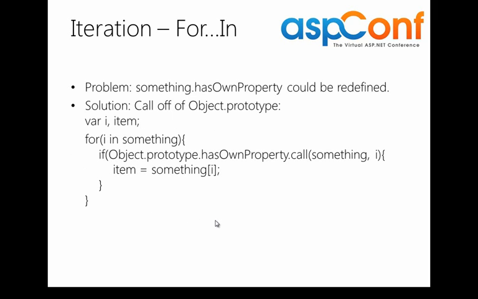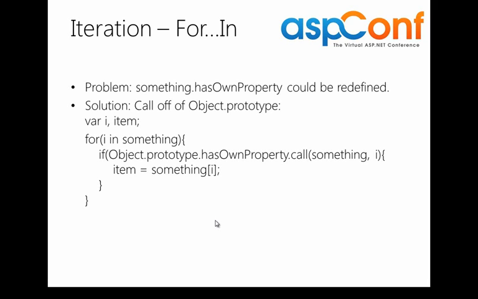Right. The problem is that some objects, for whatever reason, and this is more for library developers, or someone writing something reusable across your applications or multiple pages, is that something like hasOwnProperty could be redefined. Someone could change what it means or what it returns for whatever reason.